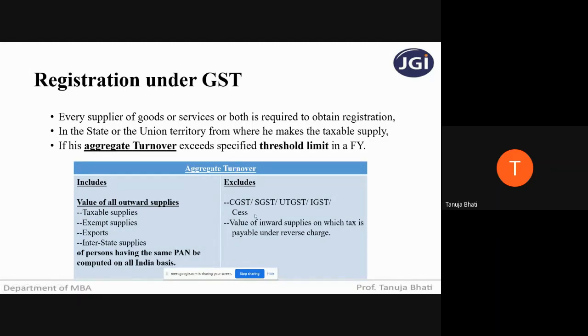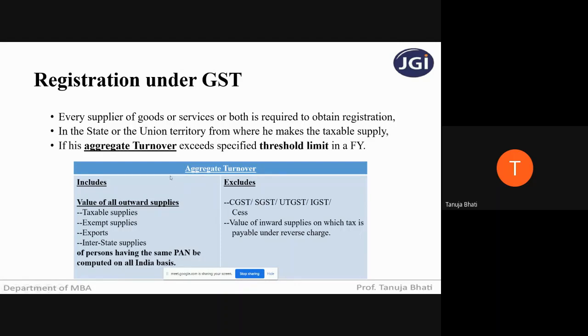So that means, suppose my sale is of rupees 1000 and on that I'm charging GST, just take 1000 rupees in your calculation of aggregate turnover and exclude all the taxes. What all you need to exclude again while calculating aggregate turnover is value of inward supplies on which tax is payable under reverse charge. So suppose you are liable to pay tax under reverse charge, then whatever tax you're paying on the reverse charge, you have to exclude that particular value, because again reverse charge is from the side of recipient, it is an inward supply. But when you calculate aggregate turnover, you have to just concentrate on your outward supplies.